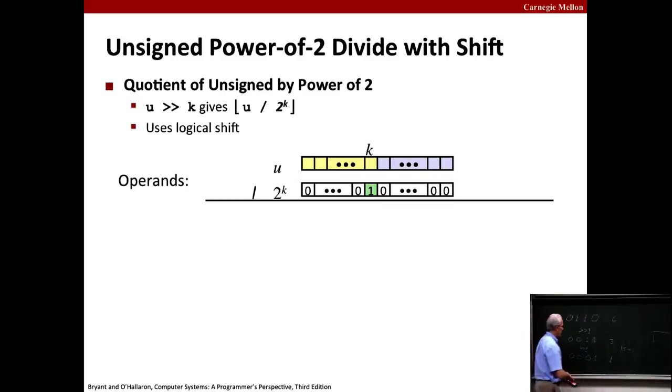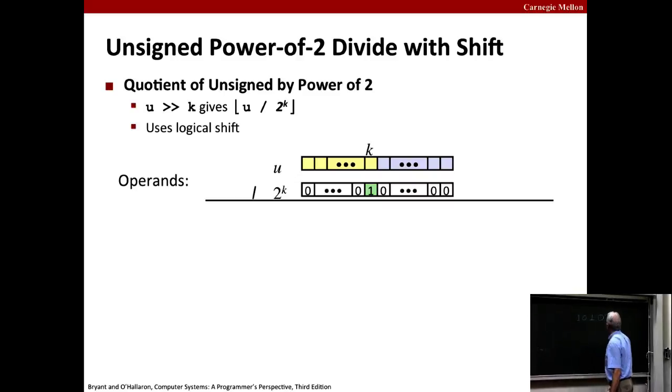The signed case, which I don't have a slide for, is a little bit less pretty. Well, first of all, you notice if it's a positive number, the shifting right is going to be the right thing, just as it is for unsigned. But let's take a number that is negative. So this is minus 6, right?